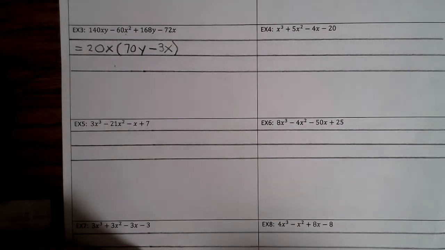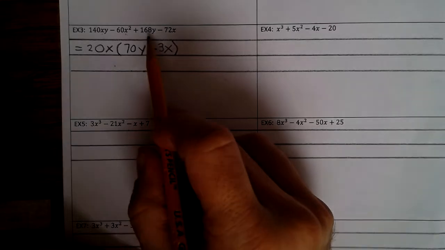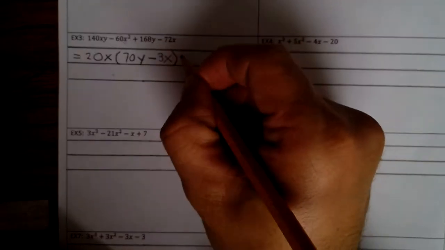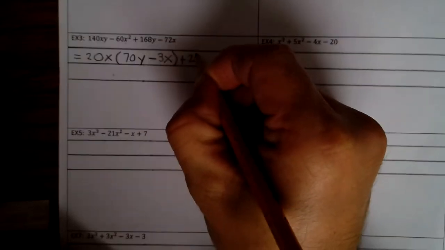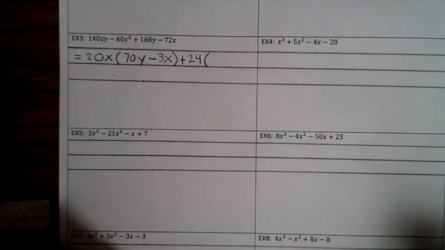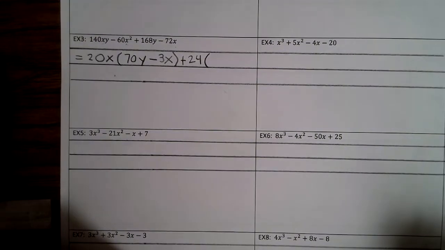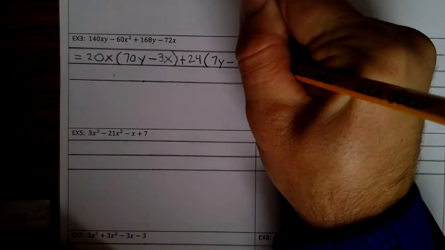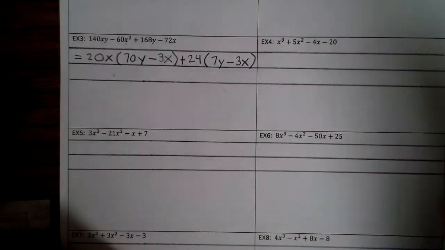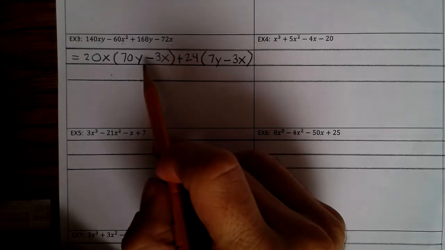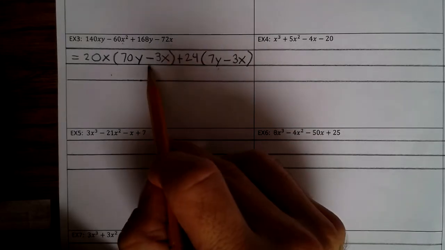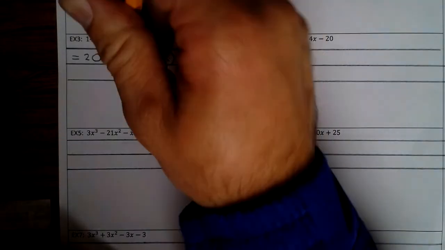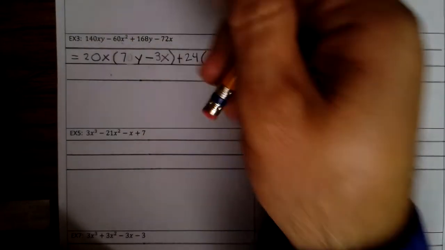Now, we look at these terms, and it looks like the largest number that we can factor from 168 and 72 is a positive 24. Which will leave 7y minus 3x. So when factoring by grouping, if these two terms are the same, then we know we can factor by grouping. They are. So now we have, wait a second, that's not 70. I'm sorry, that's 7.